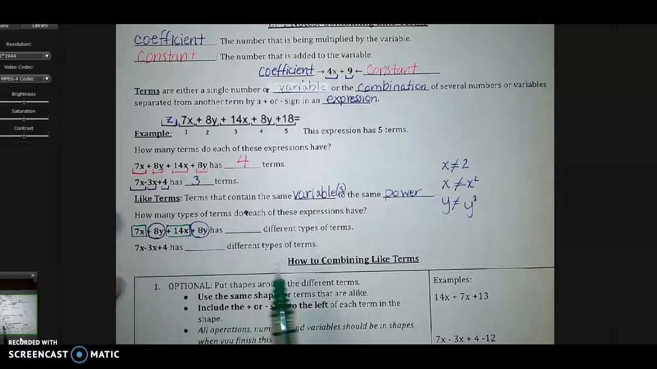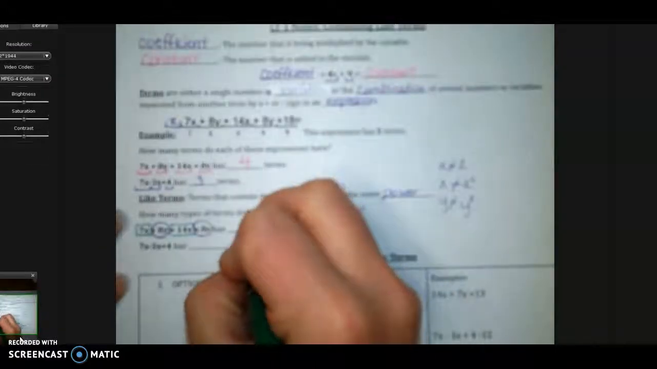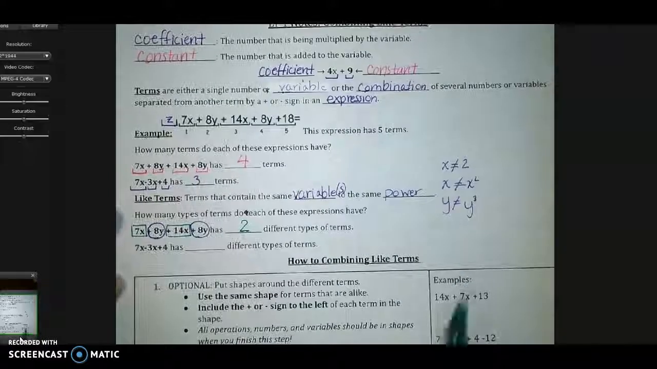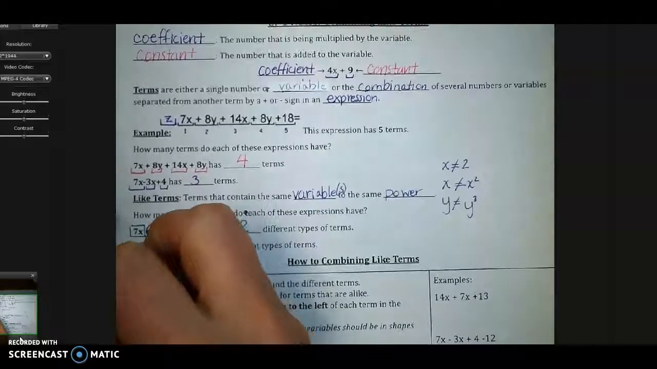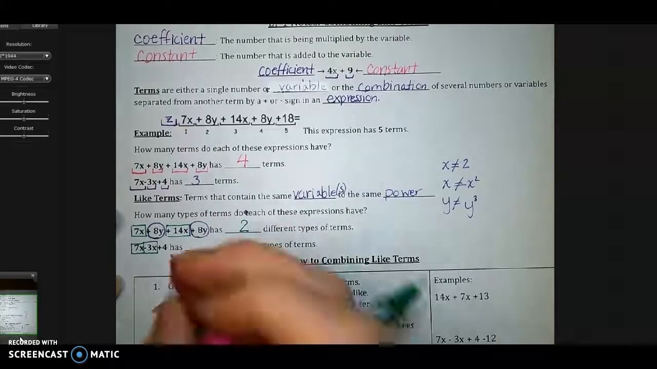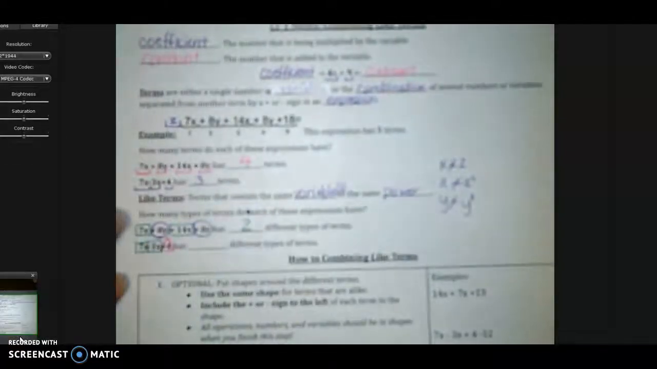So in this case, I have two different types of terms. I have x's and I have y's. I don't have any constants. Remember, constants are just the number all by itself. I've always got a coefficient with a variable. In this one right here, I've got 7 positive x's, 3 negative x's, and then I've got, I'll use a pink triangle there, I've got a constant.